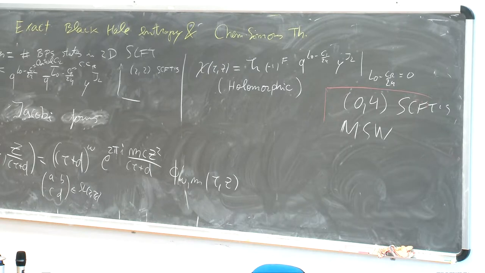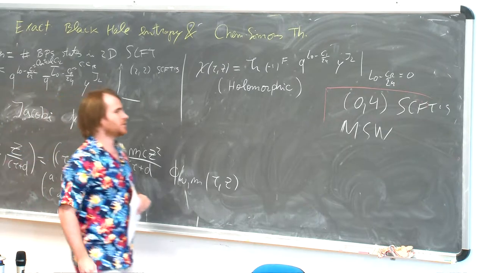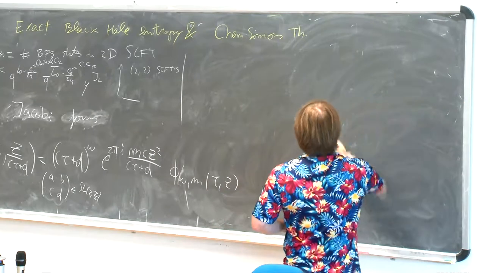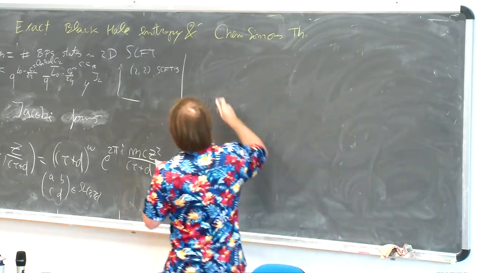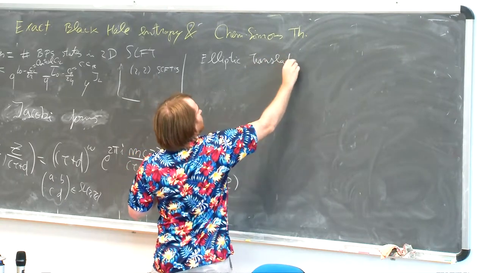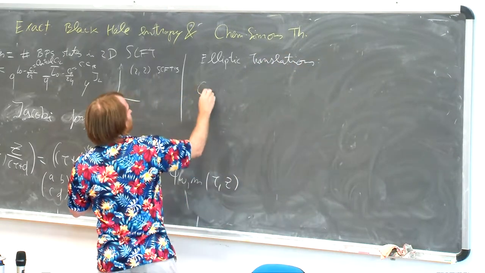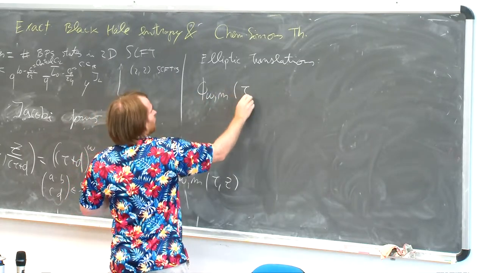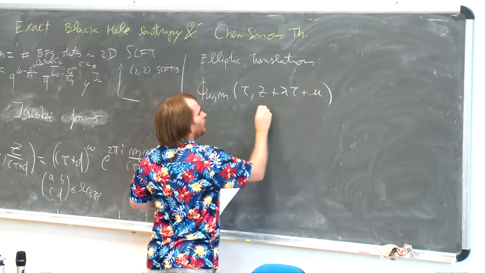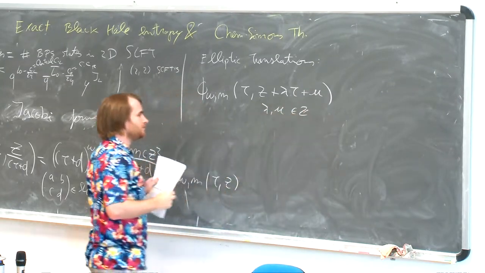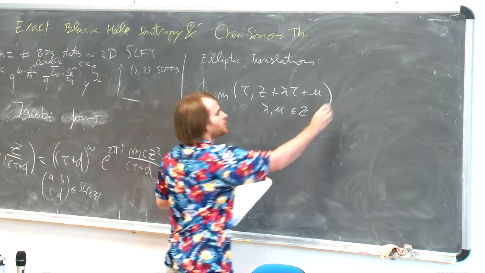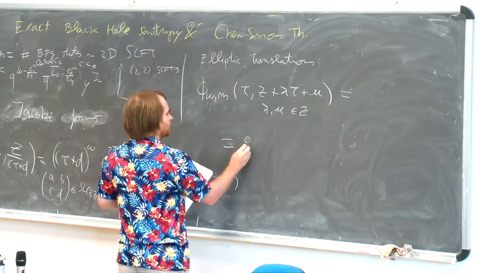But besides this transformation, you have what is called elliptic translations. Now we can fix the tau, and then you shift Z by lambda tau plus mu, where lambda and mu are just integer numbers. That's what is called translation along the elliptic variable. So this transforms as this thing.